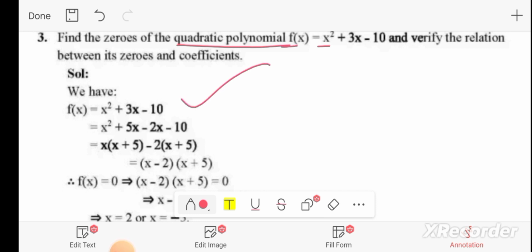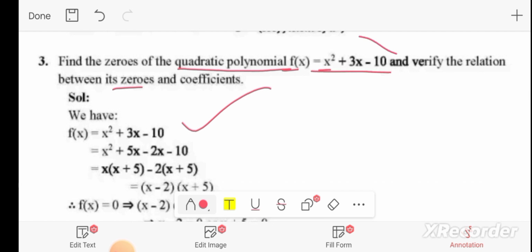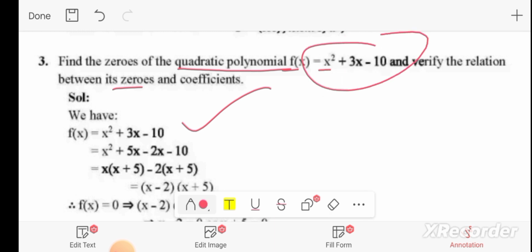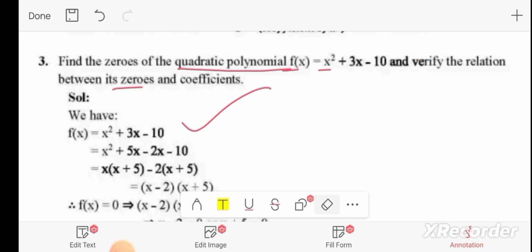So how do we find zeros? First of all, what is a zero actually? Zero means the value which we put in this polynomial that makes it 0. That's called a zero of this polynomial. It means any value which satisfies this equation; any value we put in, the value of this polynomial becomes 0.